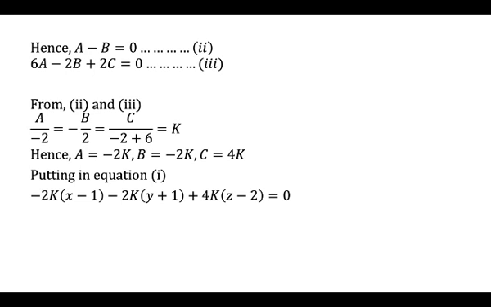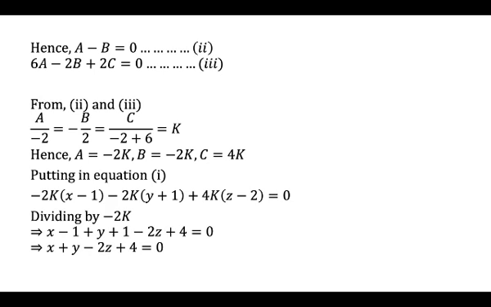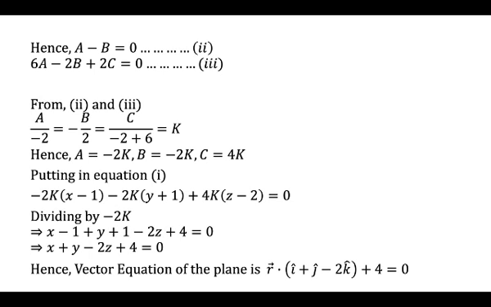Minus 2k into (x minus 1) minus 2k into (y plus 1) plus 4k into (z minus 2) equal to 0. Dividing by minus 2k, (x minus 1) plus (y plus 1) minus 2 into (z minus 2) equal to 0. And equation of plane in Cartesian form is x plus y minus 2z plus 4 equal to 0. If we have to find out vector equation of plane, then it is vector r dot (i plus j minus 2k) plus 4 equal to 0.